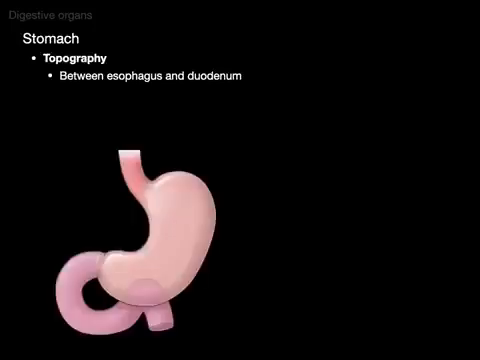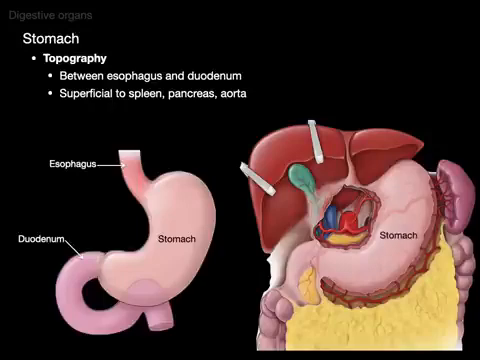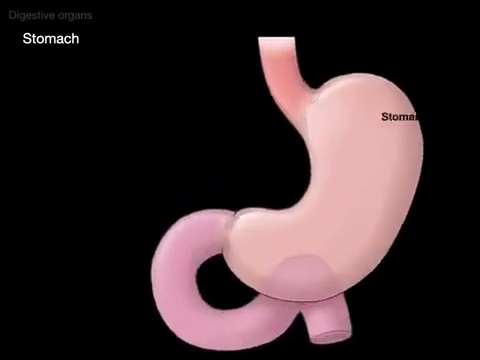Let's talk about the stomach now. The stomach's topography is that it's between the esophagus and duodenum as you go from mouth to anus. So there's the stomach between the esophagus and the duodenum. But it's also superficial to our spleen, pancreas, and aorta. It's hard to tell from that picture, but the spleen is deeper to the stomach. And the pancreas lies deep to the stomach, as does the abdominal aorta.